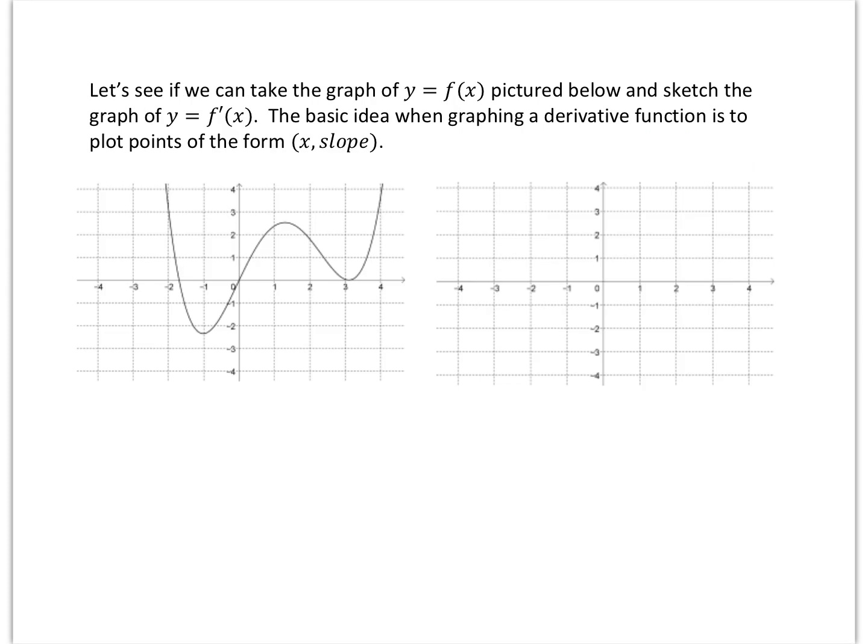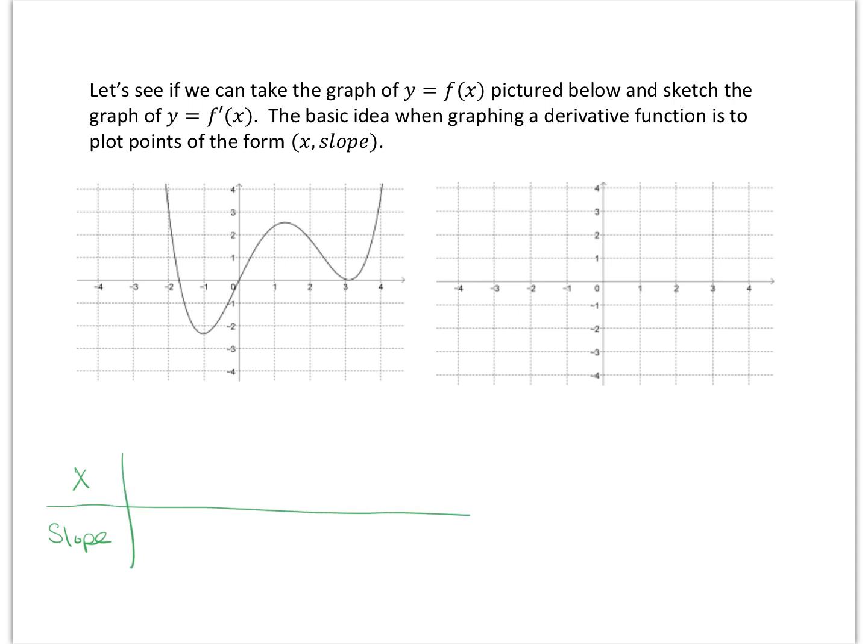Let's see if we can take the graph of y equals f of x, given on the left here, and sketch the graph of y equals f prime of x, the derivative function. So the basic idea when we graph the derivative function is to plot points of the form x comma slope. So at any given x value, from this graph, I want to calculate the slope of the tangent line at that point, and that'll be the y value for my derivative. Okay, so I have x. I'm going to make a table of values down here, x and slope.